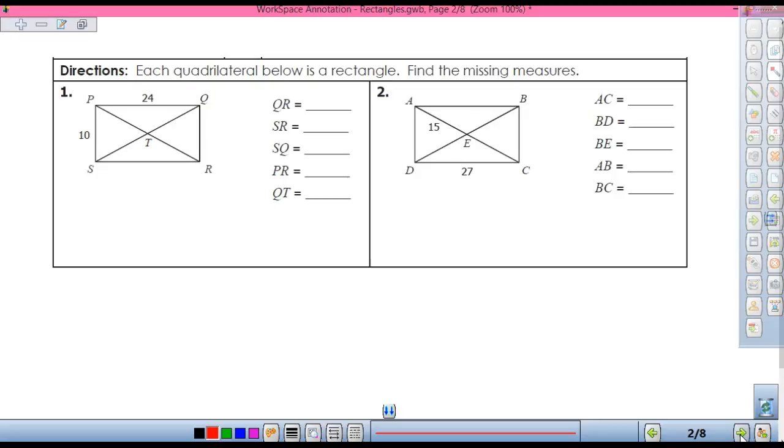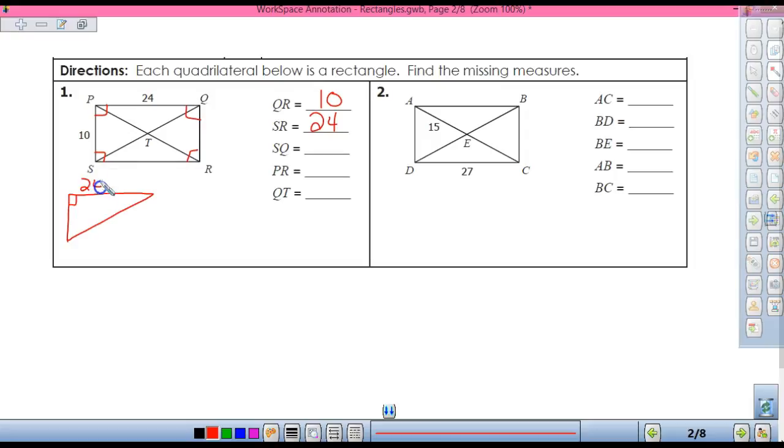Okay, so I'm looking at number 1. What's QR? Why? Opposite sides are congruent. And what is SR? 24. Why? Opposite sides are congruent. How on earth are we going to find SQ? Because this is a rectangle, these are all right angles. So we've got 4 90-degree angles.